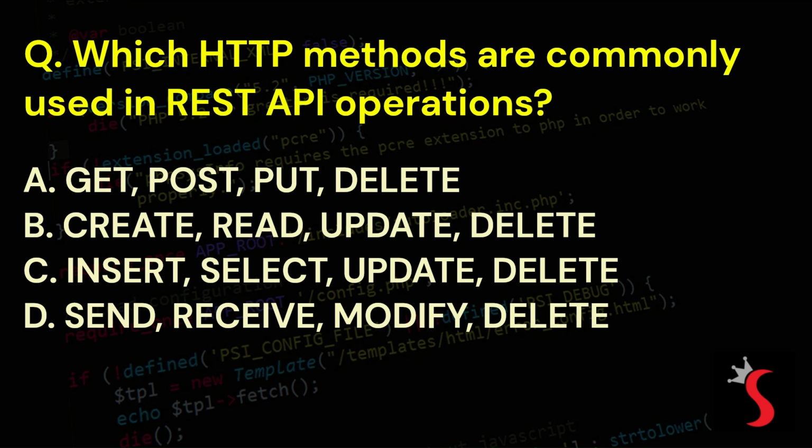Which HTTP methods are commonly used in REST API operations? A. Get, post, put, delete. B. Create, read, update, delete. C. Insert, select, update, delete. D. Send, receive, modify, delete.